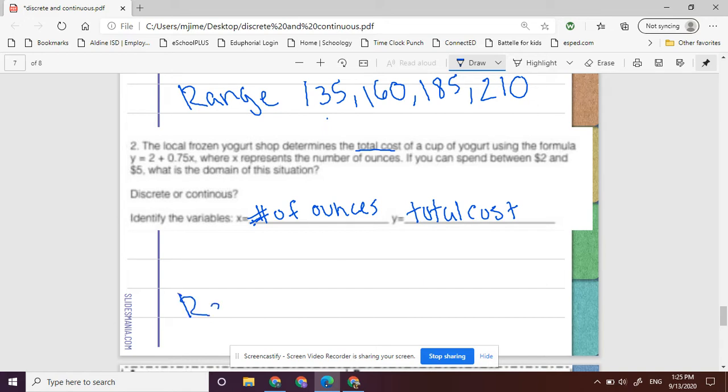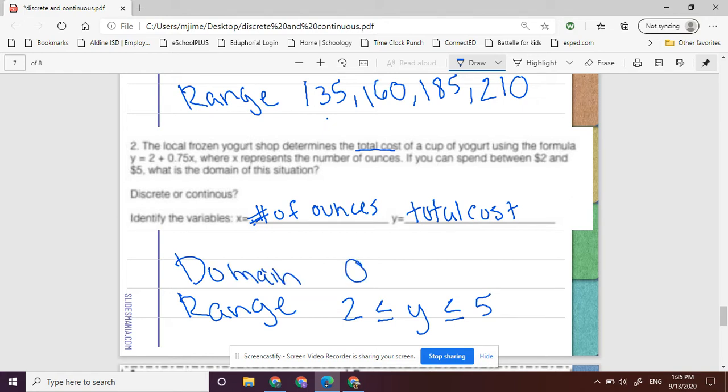So we're going to put the range down here, 2 to 5. The reason I'm going to use the inequality symbol like this is because I can get half of an ounce, like 4 ounces, 4.5 ounces, 6 ounces. It's all between there. So we're going to do our domain. To only pay $2, that means I would have 0 ounces. So what I need to figure out is what's going to get me to 5. I already know 0 ounces is $2. So I take 2 away from 5, and that gives me 3. And now I'm going to divide it by 0.75 to figure out how many ounces that is.